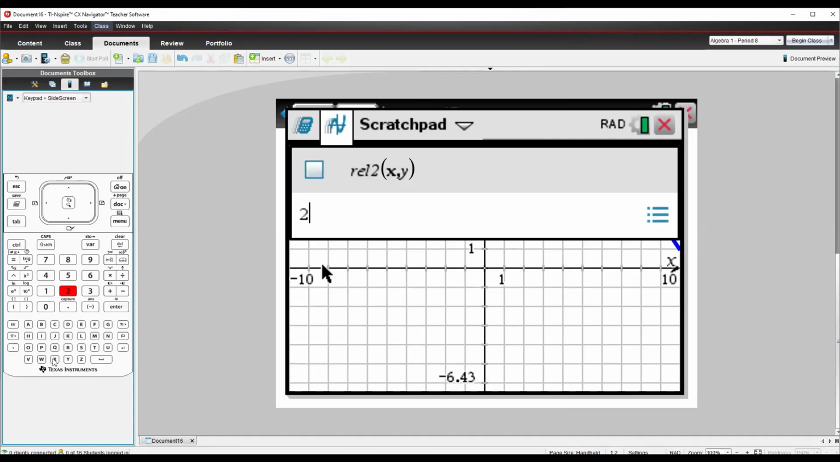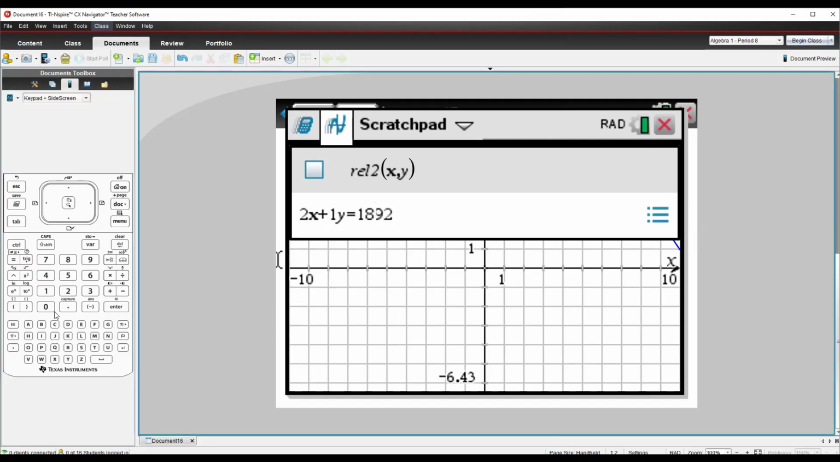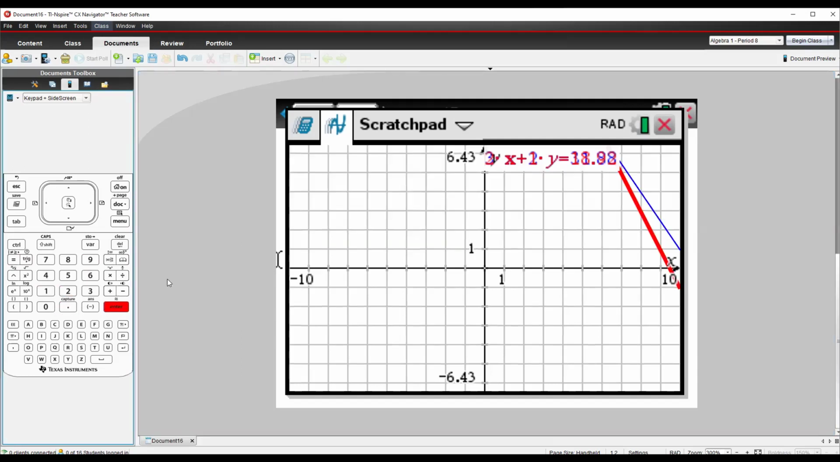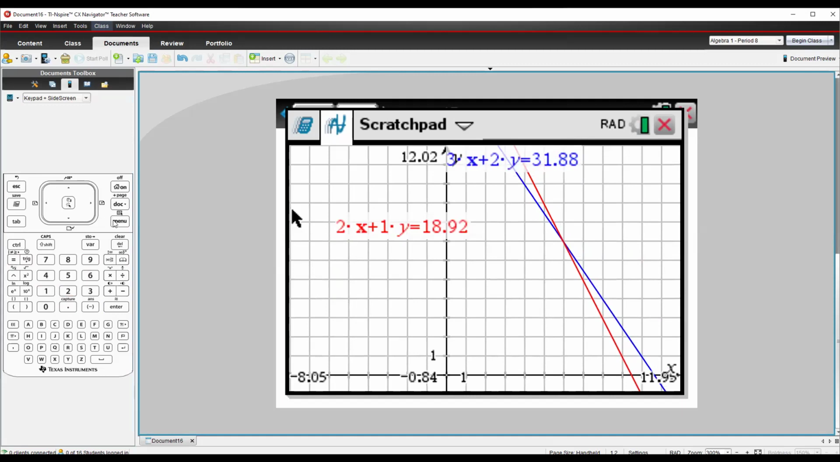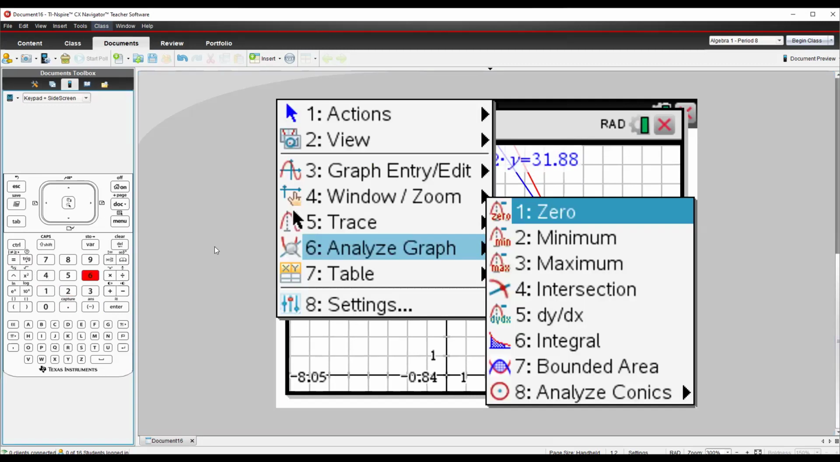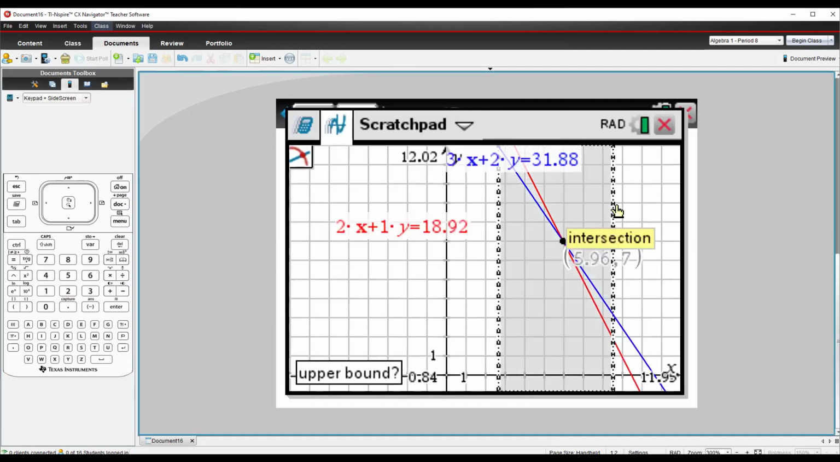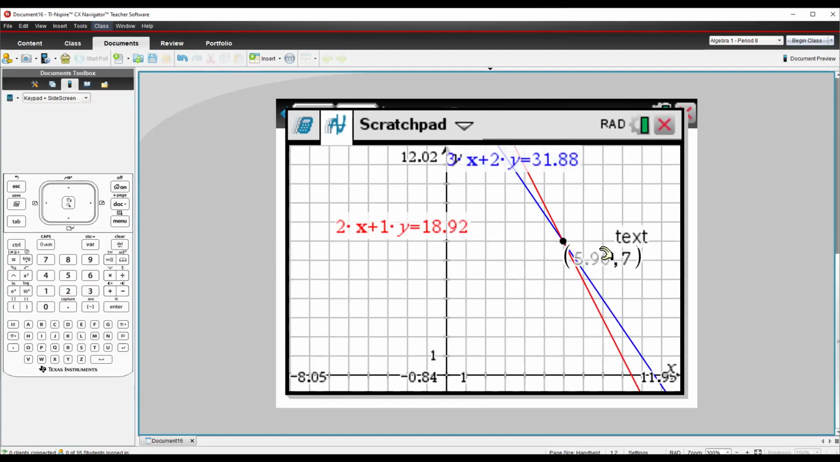And then I'm going to put the next equation in. It's 2X plus 1Y equals 18.92. Oops, I forgot to put the decimal. So boom, there we go. Now, those are my 2 equations. I'm just going to grab the graph paper, and I'm going to bring these down because I need this intersection. So I'm going to do menu 64. Anytime you have more than one function or one relation, most of the time you're going to use menu 64.